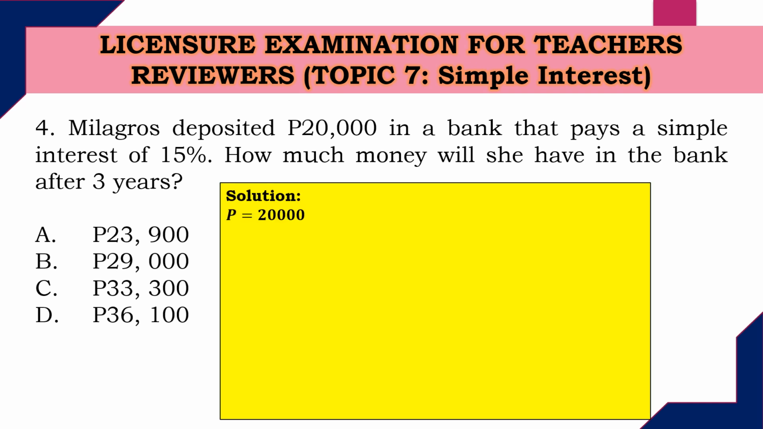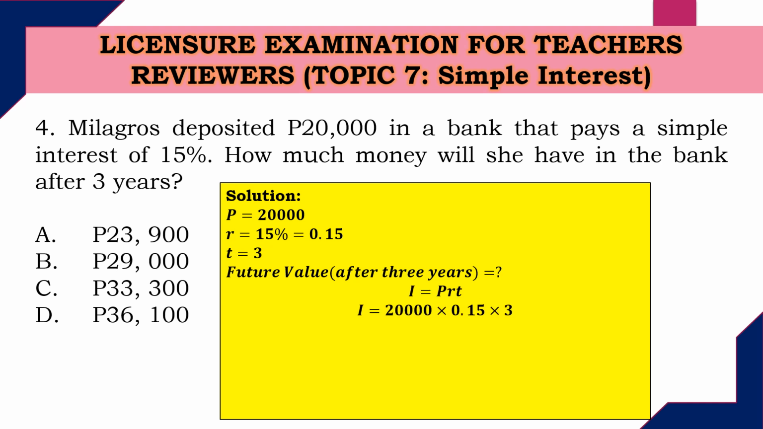So, we have the given: the principal which is 20,000, the rate which is 15% or 0.15, and the time is 3 years. So, what we are looking for is the future value after 3 years. So, let us get the interest first. 20,000 times 0.15 times 3, that is 9,000. So, the interest after 3 years is 9,000.